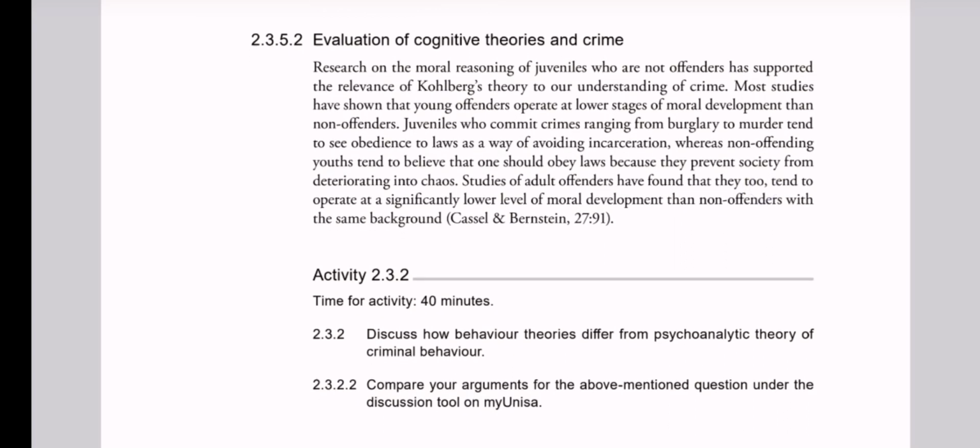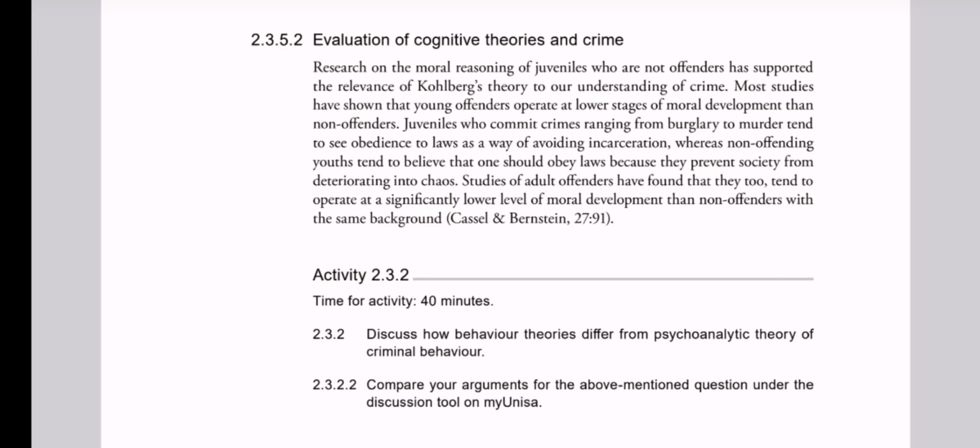Evaluation of cognitive theory and crime. Research on the moral reasoning of juveniles who are not offenders has supported the relevance of Kohlberg's theory to our understanding of crime. Most studies have shown that young offenders operate at lower stages of moral development than non-offenders. Juveniles who commit crimes ranging from burglary to murder tend to see obedience to laws as a way of avoiding incarceration, whereas non-offending youths tend to believe that one should obey laws because they prevent society from deteriorating into chaos.